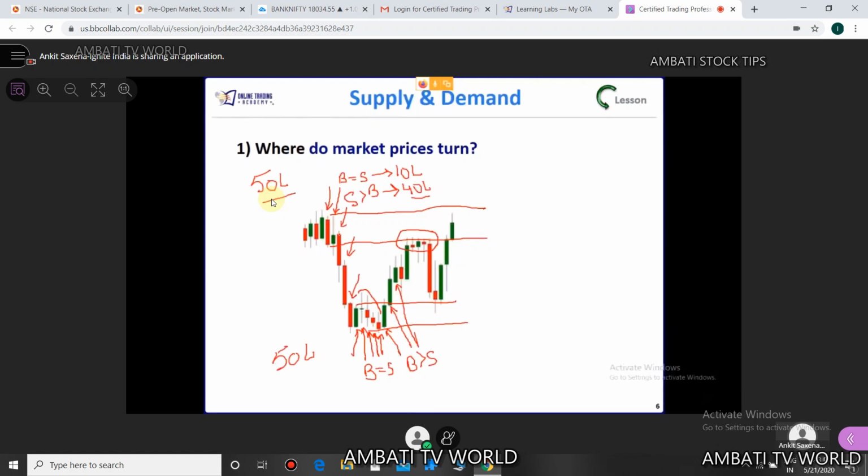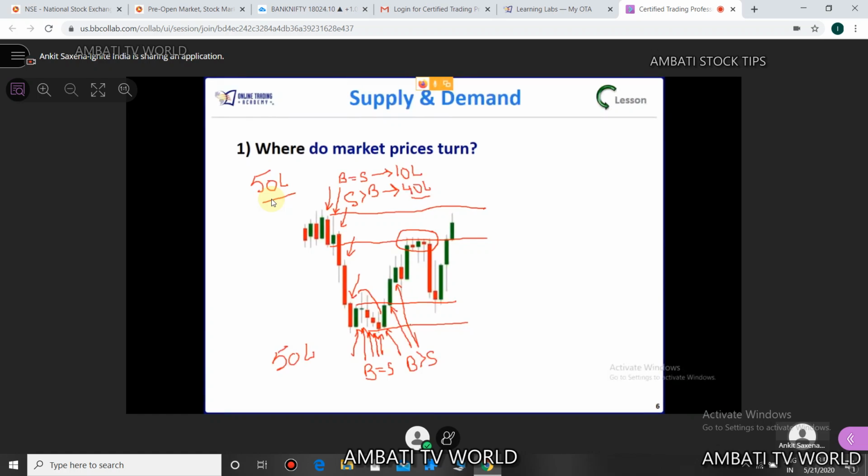What will happen to the prices? 40 lakh sell order is still pending here. The number of sellers are more than the number of buyers. As per the law of supply, what will happen? The prices will go down.